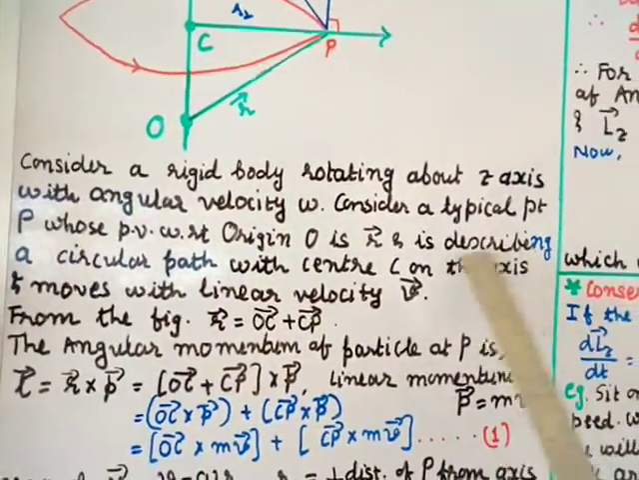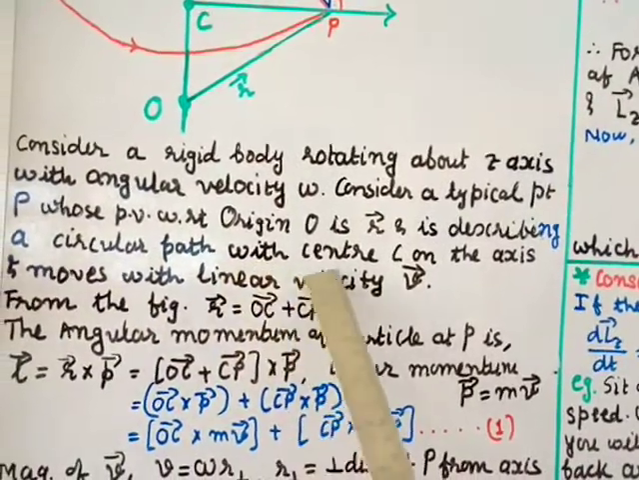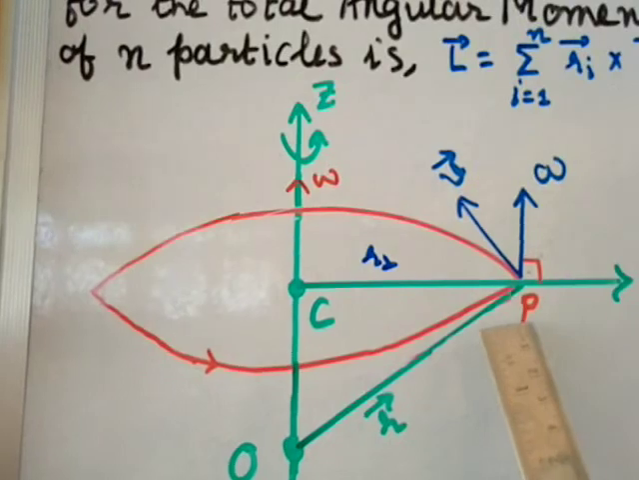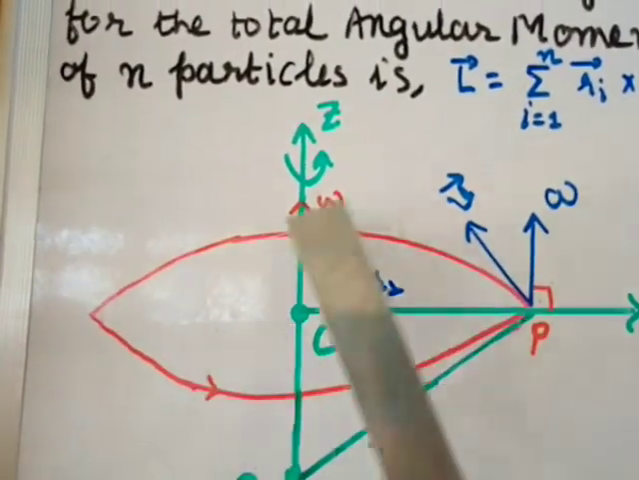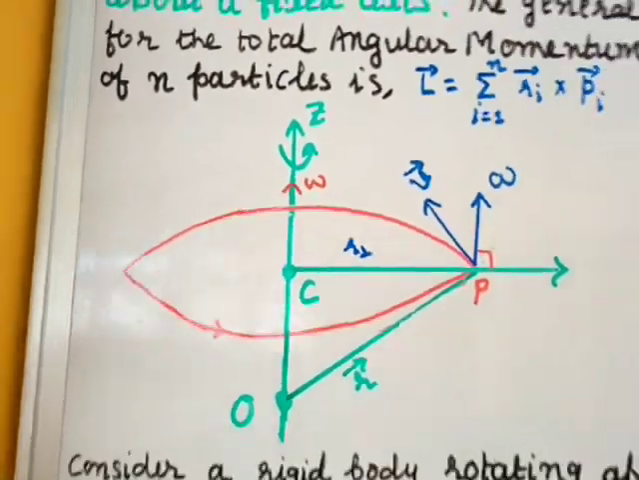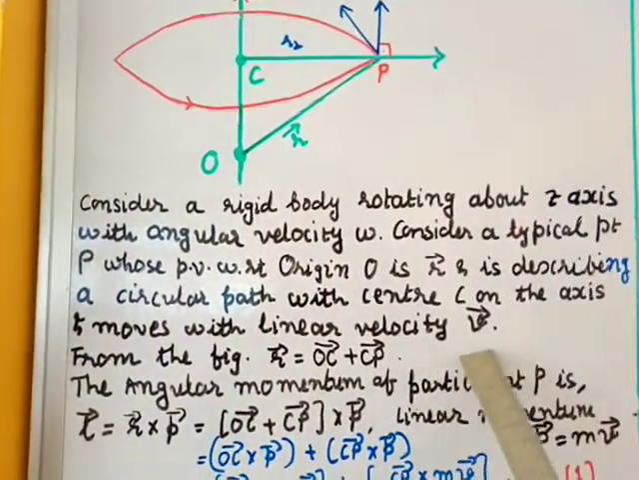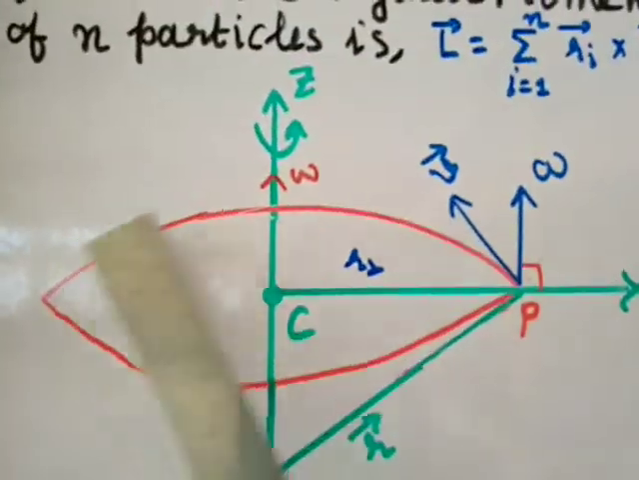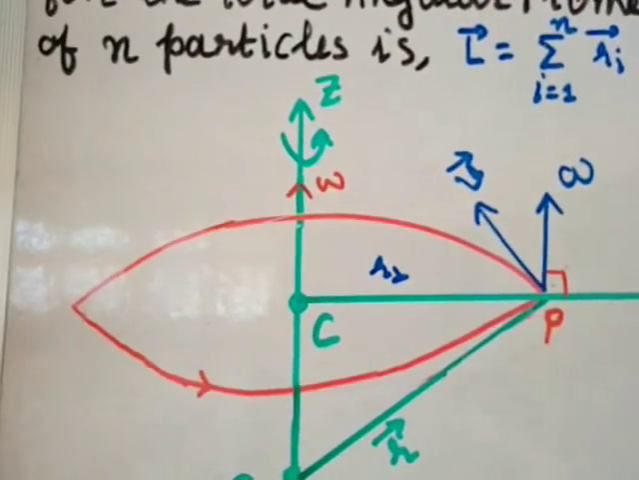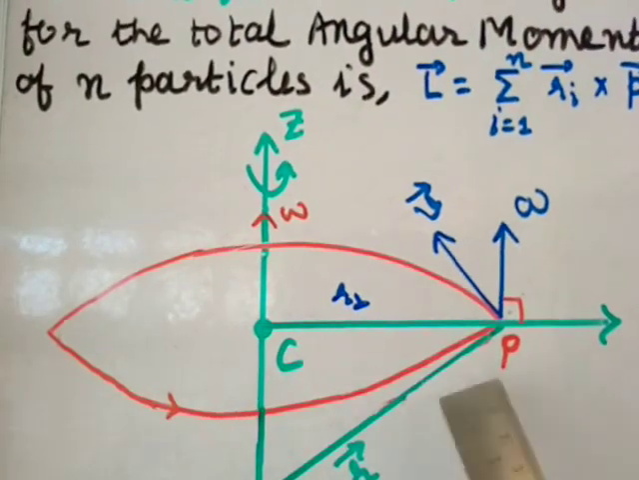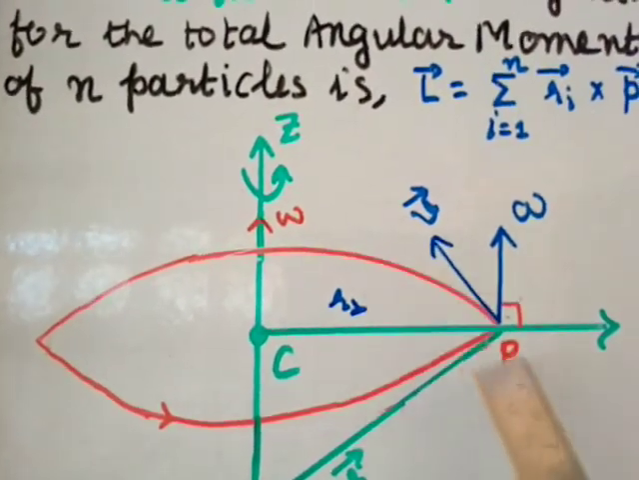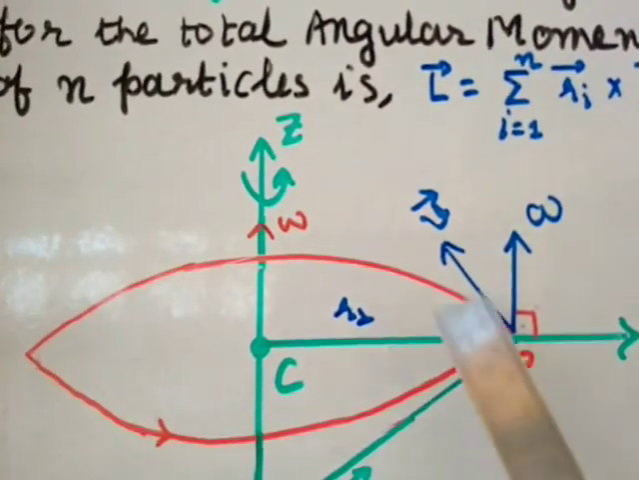The point P is describing a circular path with center C on the axis of rotation and moves with linear velocity v. The velocity v will be tangential to the circular path. So this is moving with linear velocity v.